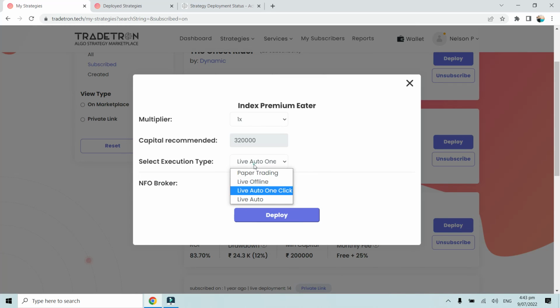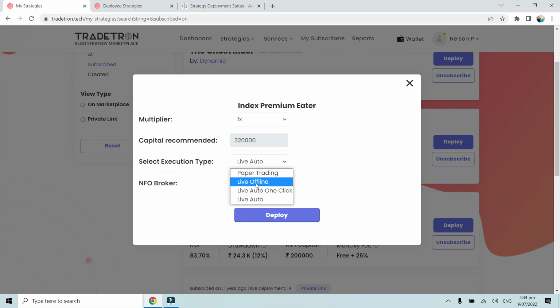And the next is live auto. Live auto is nothing but fully automatic. So if you deploy it in live auto, select whichever is your broker. You can select any broker you want. And if you deploy it, then this will automatically start trading in your broking account. It will take the entries and exits as per the strategy conditions, and you will make profit and loss based on that. All right. So that's how live auto works. So these are the different deployment options that we have.